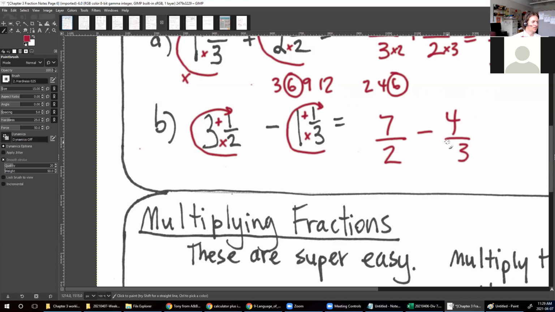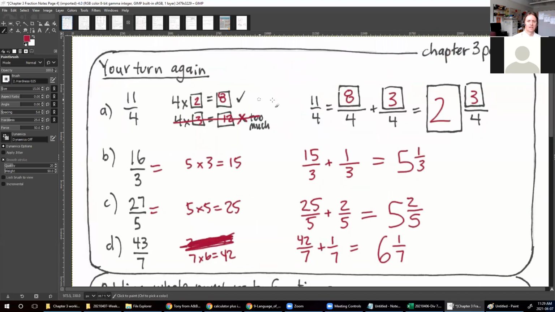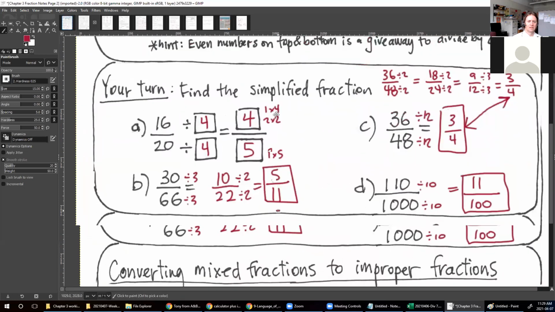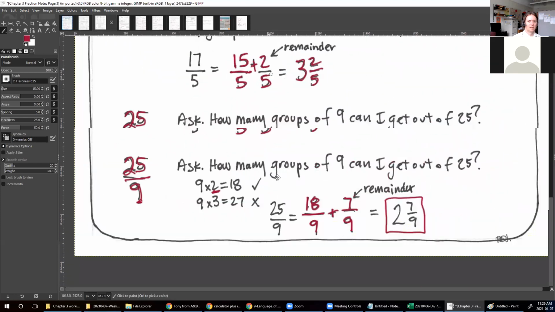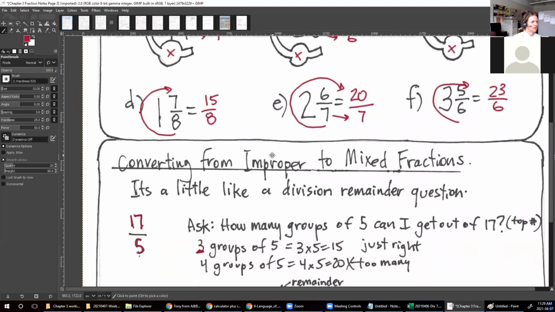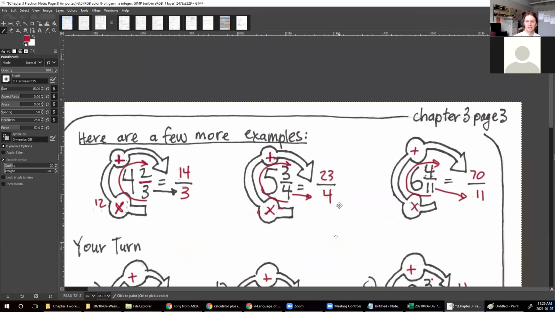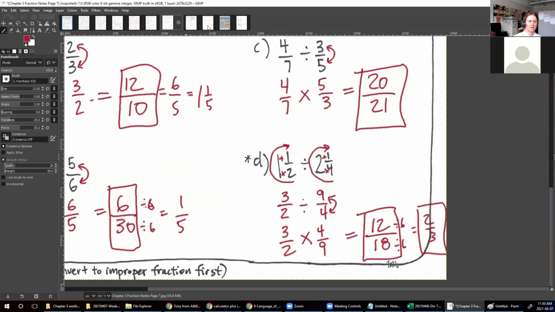Convert a fraction into a mixed fraction. Yeah, okay, let's do that. That would be on page 2 or something like that. No, maybe it's on page 3. How to convert an improper fraction to a mixed fraction. There you go. And that's on page 3. Okay, sorry guys, I'm just being totally distractible.